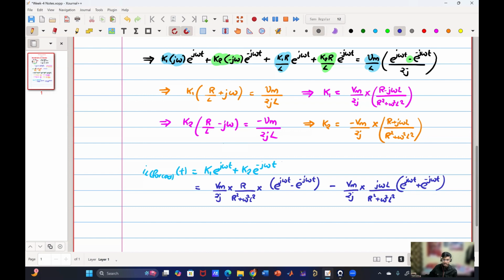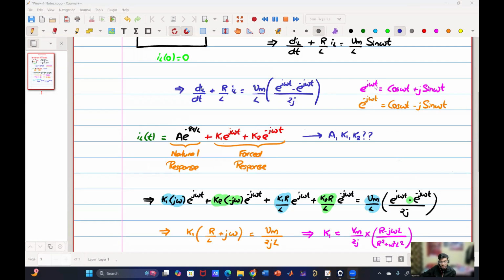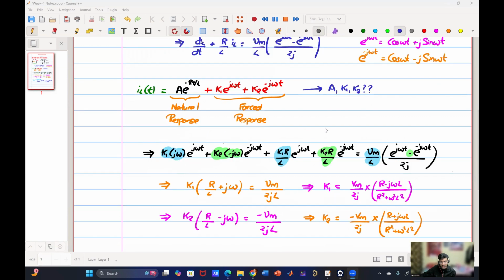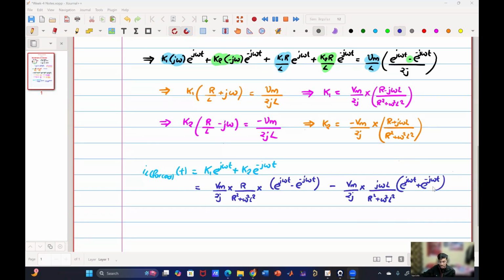I have just segregated two different terms and then combined the e to the power j omega t and e to the power minus j omega t. Any doubts or is it clear? Clear. Okay. So now from this formula, you can get e to the power j omega t plus e to the power minus j omega t. Any queries until this point? Anyone?